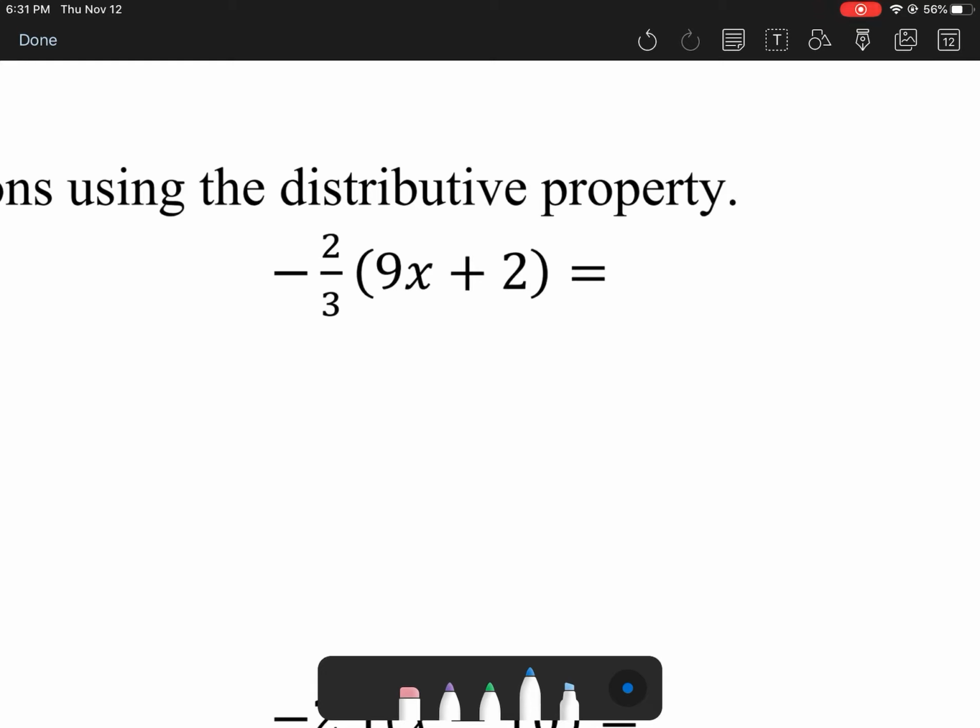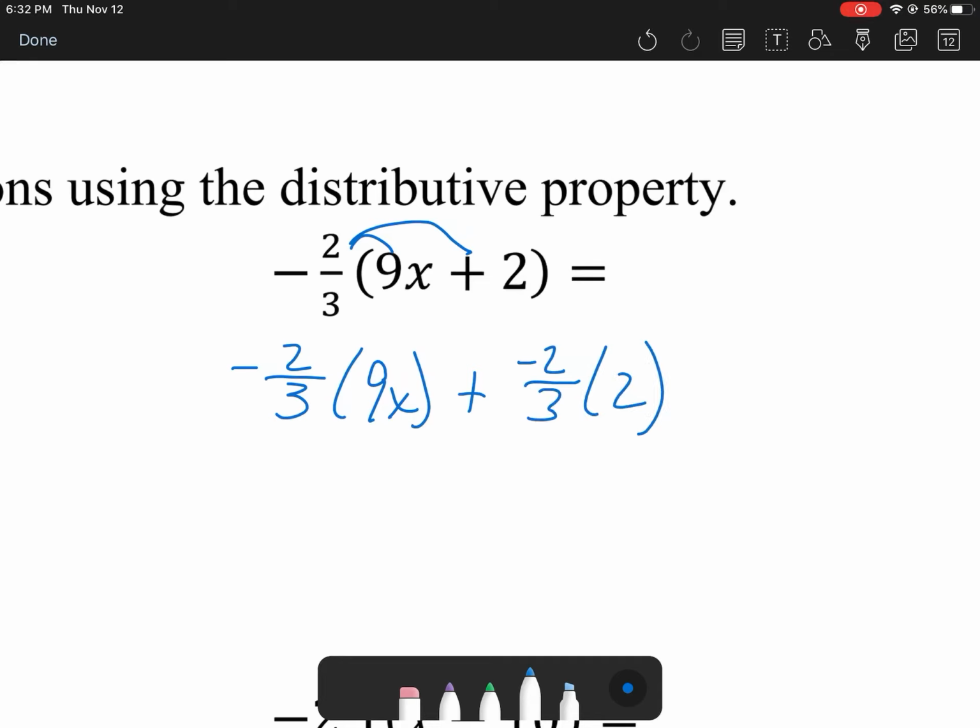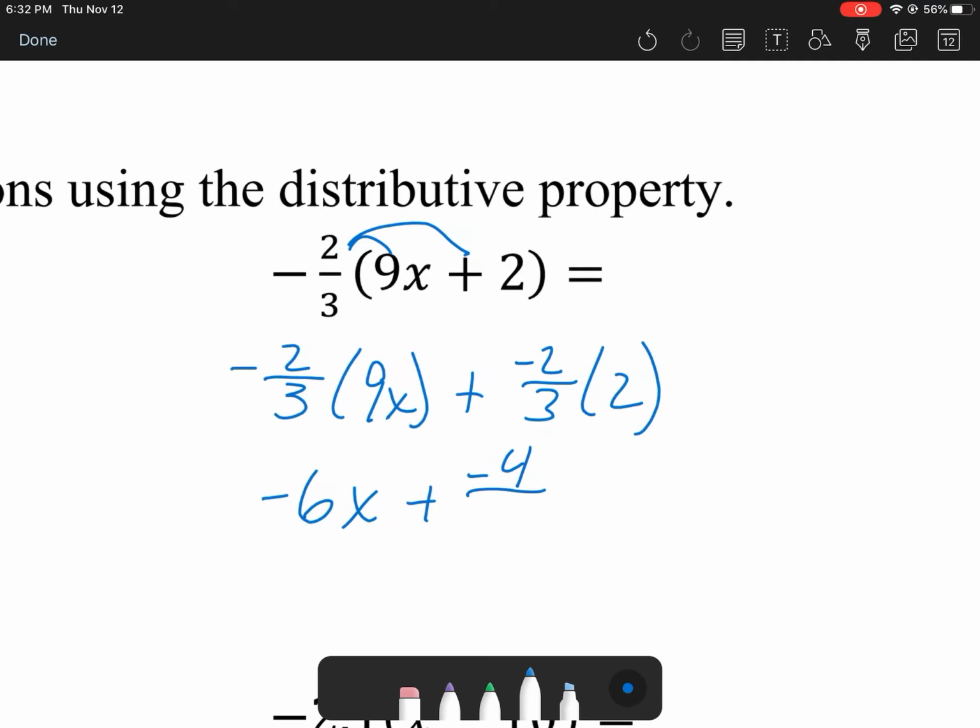This one looks like a good one. I'm going to distribute a negative 2/3 to both of my terms. So I have negative 2/3 times 9x plus negative 2/3 times positive 2. Again, if you don't know how to multiply these in your head, it's okay. You're allowed to use a calculator. Negative 2/3 times 9 is equal to negative 6x plus negative 2/3 times 2, or negative 4/3. Yes, you could have also had negative 1 1/3, but I like to keep things improper.